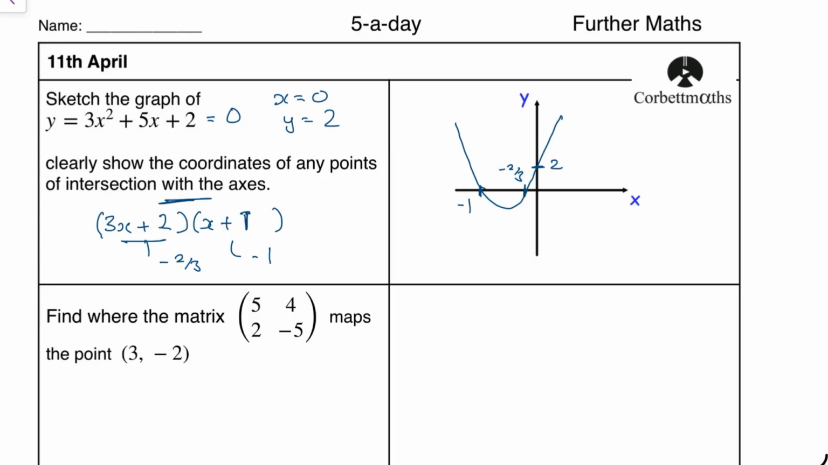I've drawn the right shape, an upward sloping quadratic, happy face. I have shown the coordinates of any points of intersection with 2, minus 2/3 and minus 1. I've answered the question. I'm happy with that.